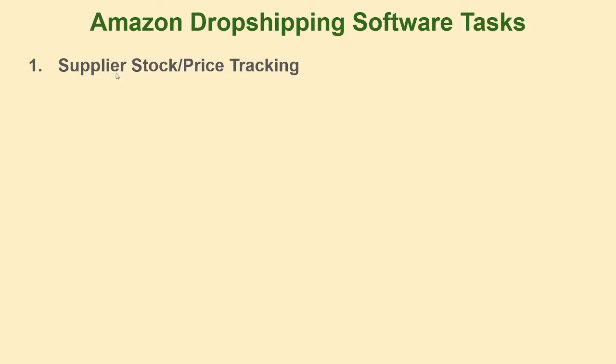Well, for one, you have supplier, stock, and price tracking. And what this does is it prevents out-of-stock issues and profit loss. And it does that by going to the supplier, checking to see if your item is in stock. If the item goes out of stock at your supplier, then it will take the item out of stock on Amazon. Also, it checks for price changes.